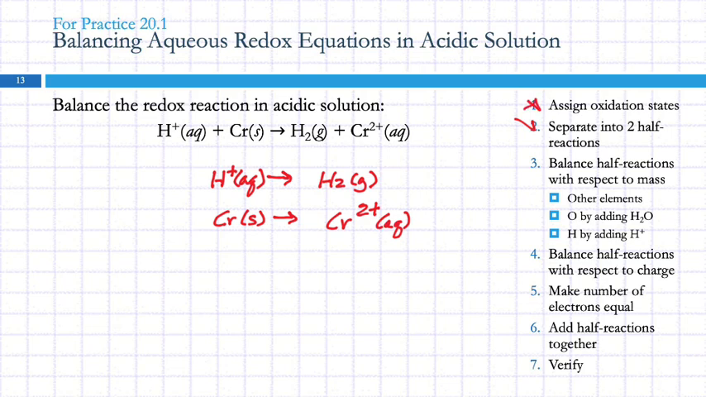Balance with respect to mass. Other elements first, then oxygen, then hydrogen. Okay, well, this doesn't have any other elements. Here, this has other elements. 1 chromium, 1 chromium. Okay, already balanced. Check that one off. There's no oxygen in here, so we don't have to do anything with that one. What about the hydrogen? Well, here we have H2, we have 2 hydrogens, and over there we have 1 hydrogen. So we need that to be 2 hydrogens.